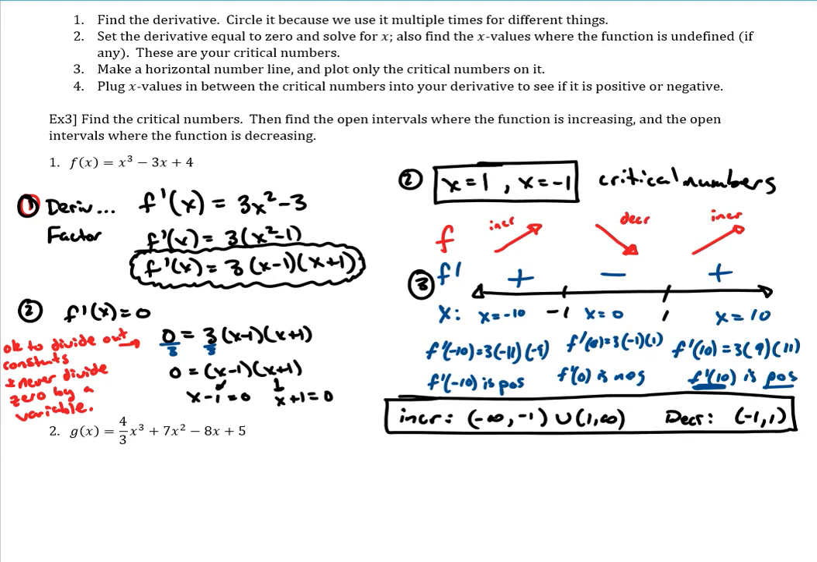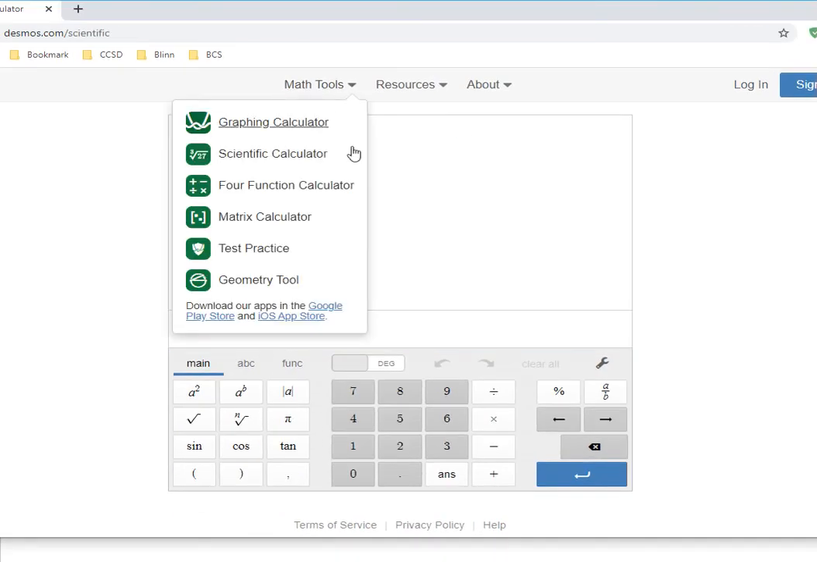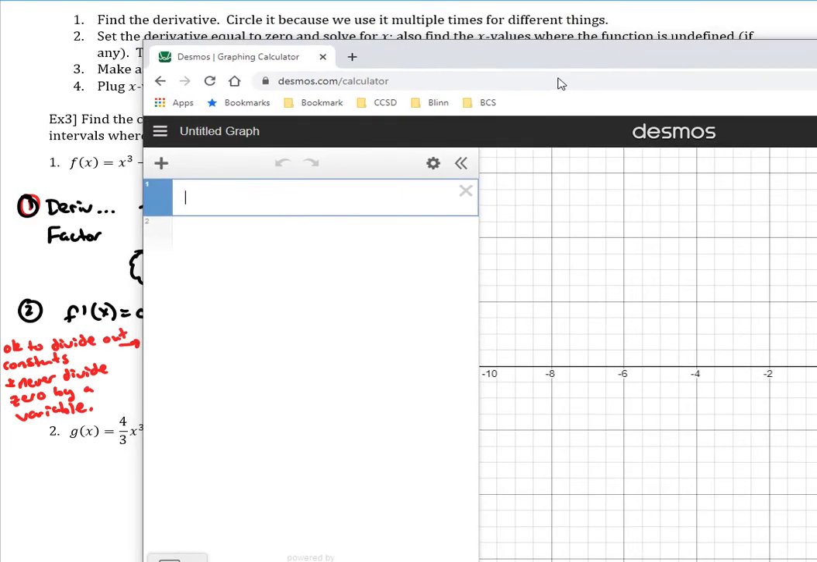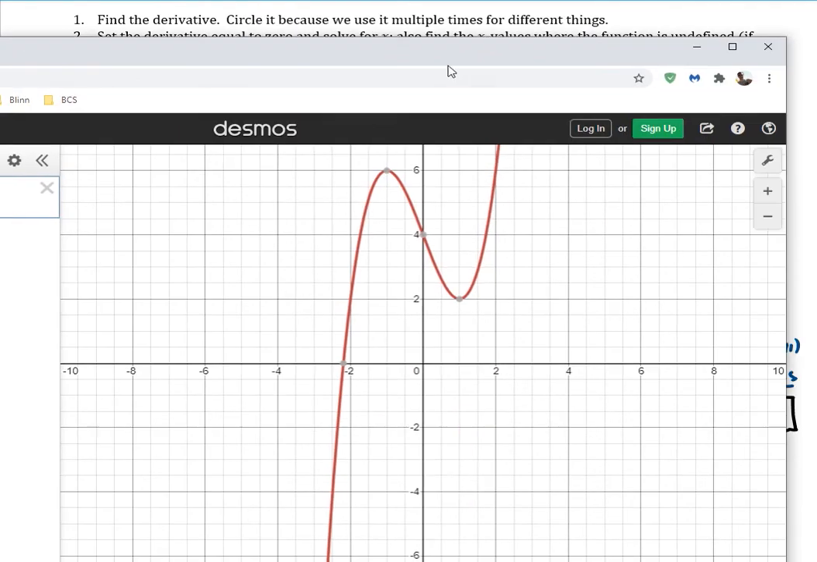So I already had the critical numbers. And now what I want to do, since we could use a calculator, if that's allowed, and often it is, I'm just going to set up my calculator. There it finally is. Okay, and I don't really want scientific. I want to graph it. So you can graph all of these to check. Okay, so I want to graph x cubed minus 3x plus 4.